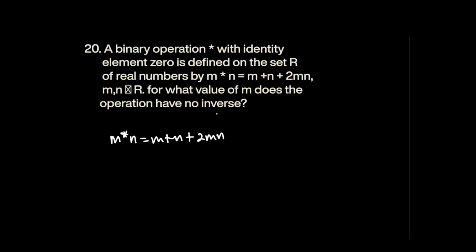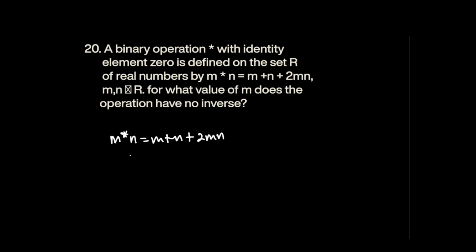So what does it mean for an operation to have no inverse? An operation is said to have no inverse when the inverse is equal to 0. Are you getting this now? When the inverse is equal to 0, then the operation is said to have no inverse. You understand that? All right, so let's see how that goes.